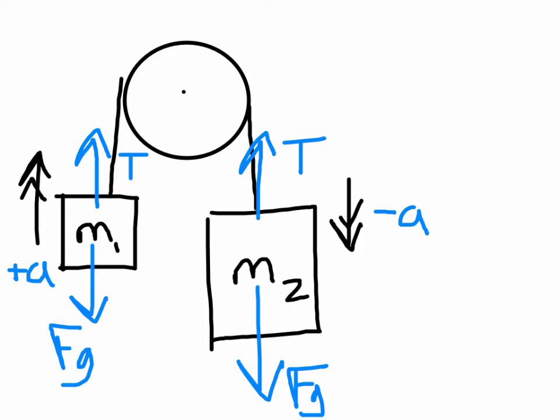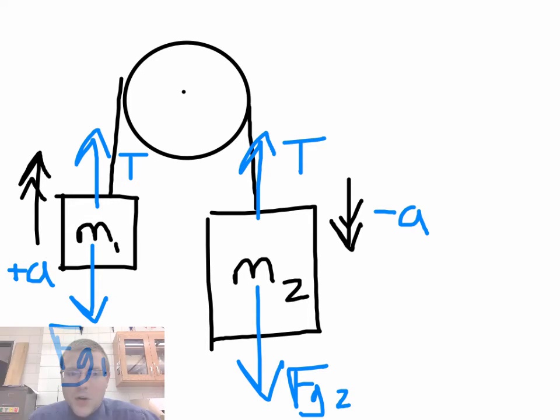Be careful with your signs. If you mess up a sign, your answer will be off, and that's probably where you're going to have your issues. So let's set this one up together. Force of gravity 1, force of gravity 2. We'll focus on mass 1 first.